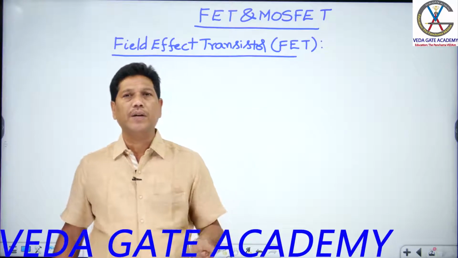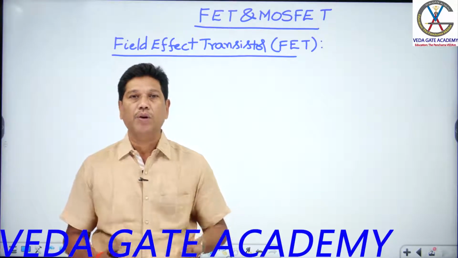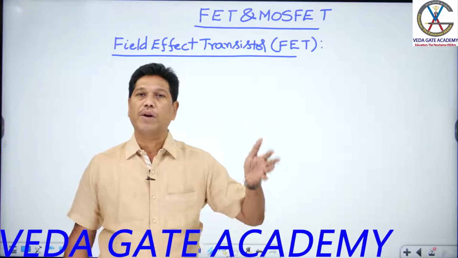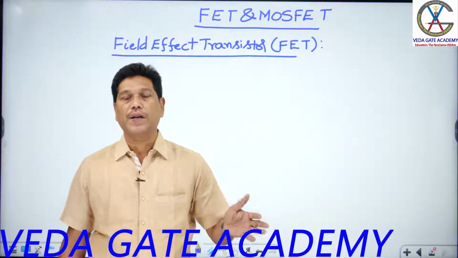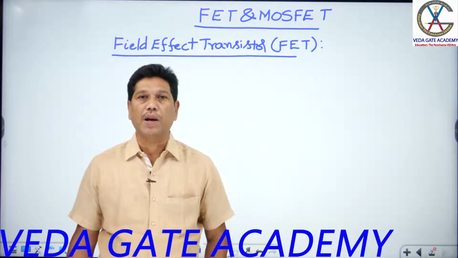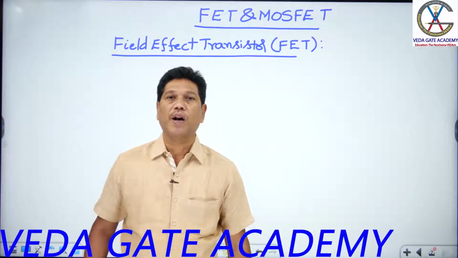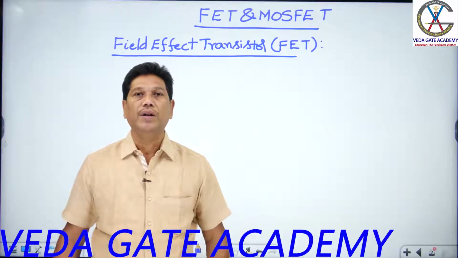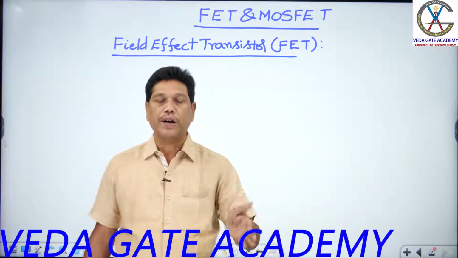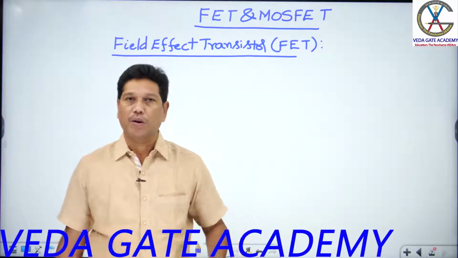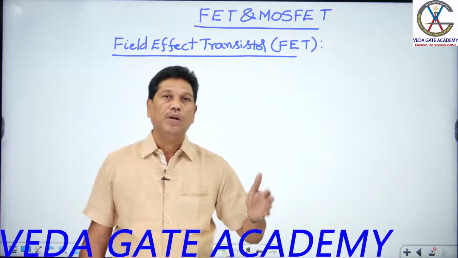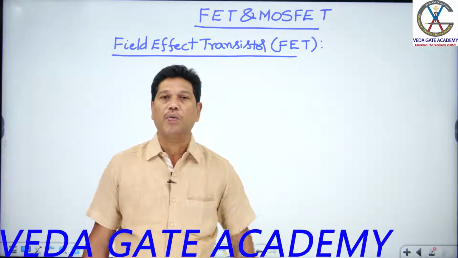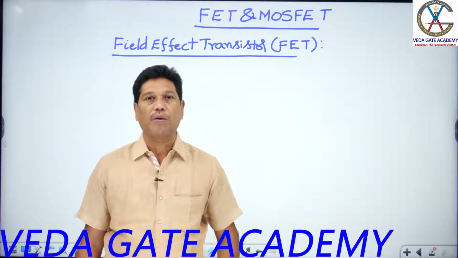In the case of BJT, because the minority carrier effect is more, the noise effect is also high. So the BJT output may not be stable due to internal noise. But in the case of field effect transistor, the internal noise generation is very low compared to BJT. So as compared to BJT, FET and MOSFET are less noisy. Not only FET, MOSFET is the same. This is an advantage of the field effect transistor.